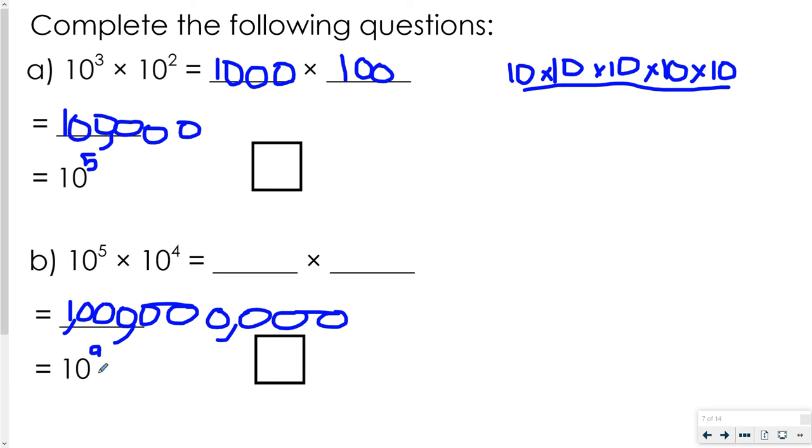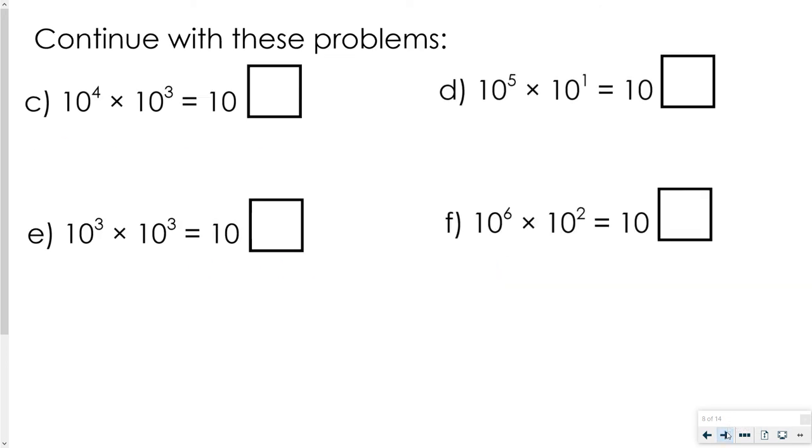Okay. And again, remember, when we're talking about tens, and this only works for tens, to go from power form or exponent form to expanded form, to the actual answer, all you have to do is write the 1, and the power tells you how many zeros you add. Super easy. So take a look. Let's practice.